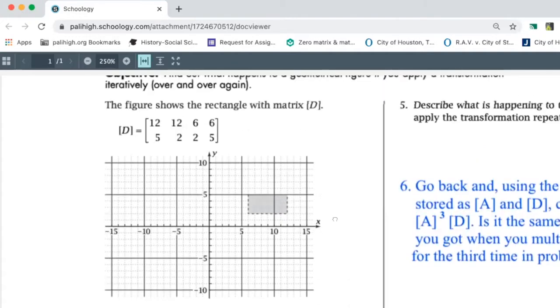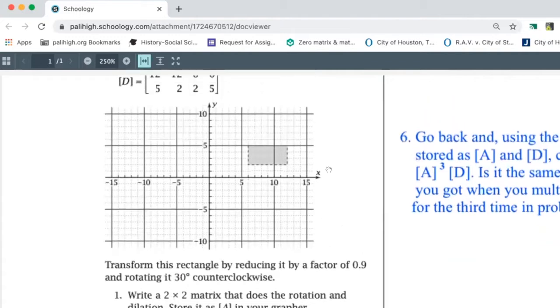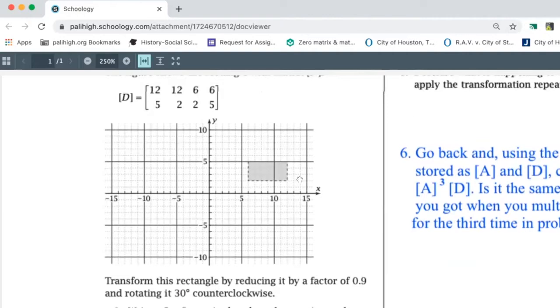And then the instructions said transform this rectangle by reducing it by a factor of 0.9 and rotating it 30 degrees counterclockwise. And then you're to write a 2x2 matrix that does the rotation and the dilation. So let's look at what the result of that is. Here we go.